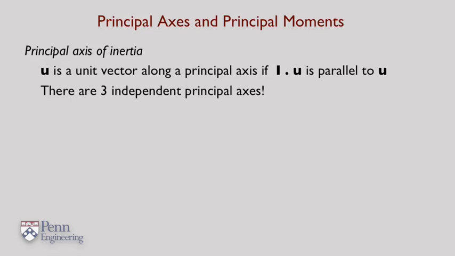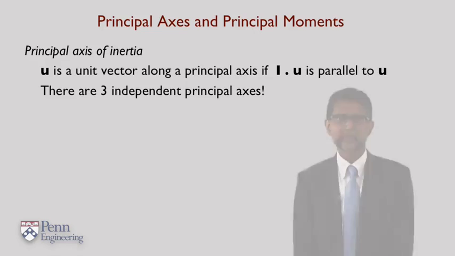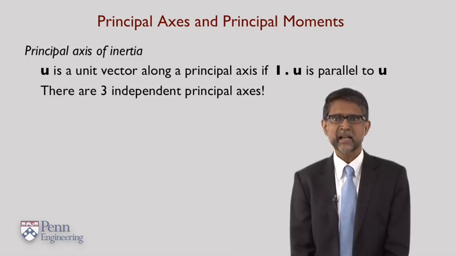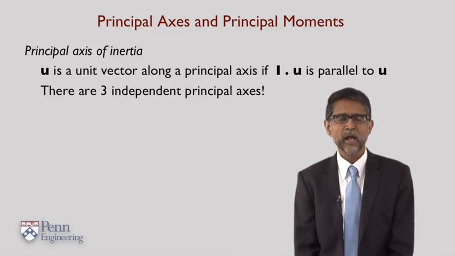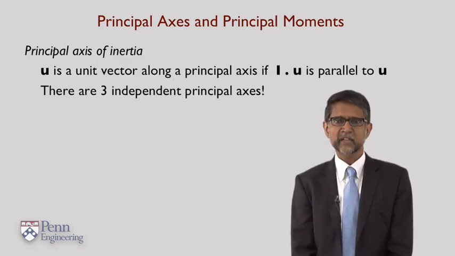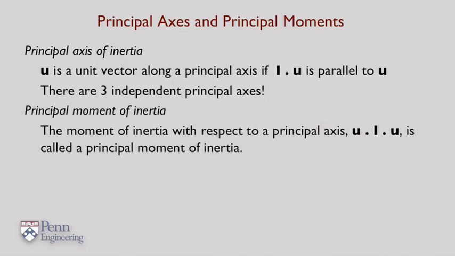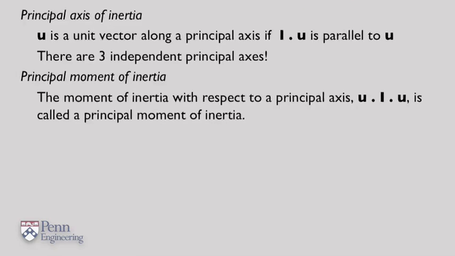There's a theorem that says that you can always find three such independent principal axes. In other words, there are three independent axes such that I times a unit vector along that axis will give you a vector that's parallel to that axis. The moment of inertia is essentially the scaling term. So if I take I times u and it differs from u by a scalar factor, that scalar factor is the moment of inertia. These moments of inertia are called principal moments of inertia.